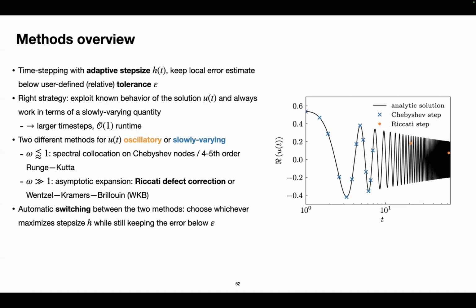So this figure shows you in black the analytic, the closed form solution of a differential equation. And then the blue crosses and the red or orange dots are individual time steps of my algorithm, this oscillatory solver. And you see that while the solution is not very oscillatory right at the start, it takes these small steps denoted by the crosses, but once oscillations begin, it takes these huge time steps that actually span several oscillations.